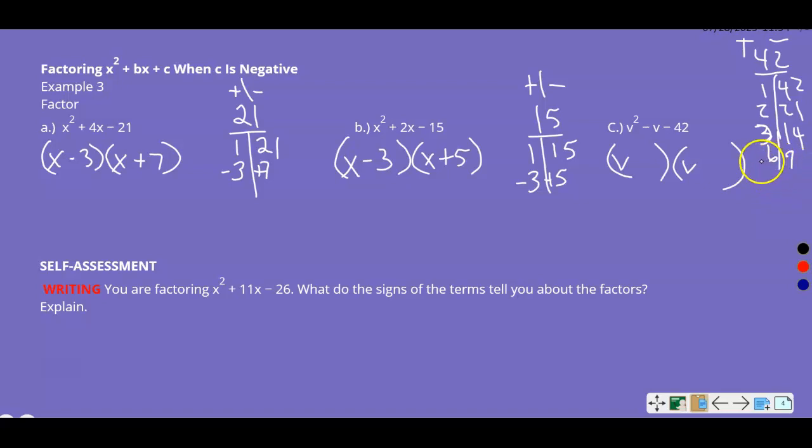6 and 7 are 1 apart. Which one has to be negative in order for the negative to be in the middle? So positive 6 minus 7. 6 minus 7 is negative 1. 6 times negative 7 is negative 42. So I'm going to have plus 6 and minus 7.